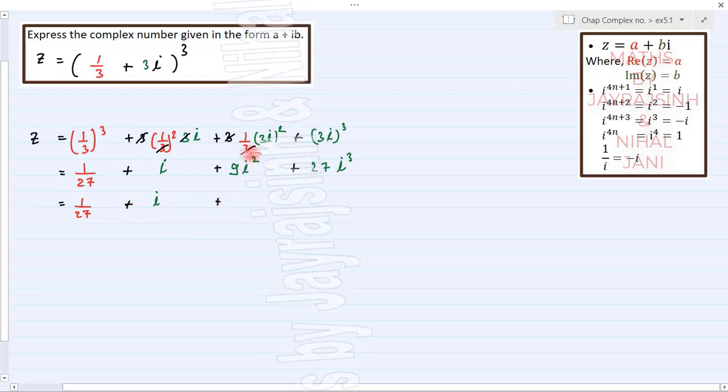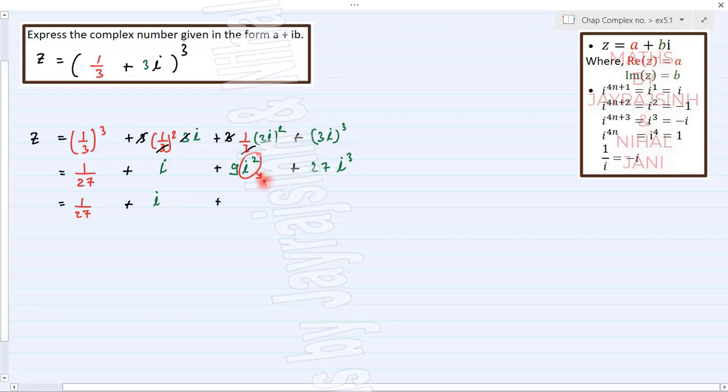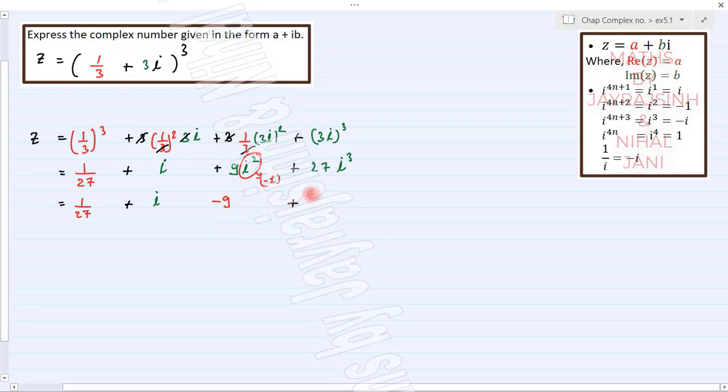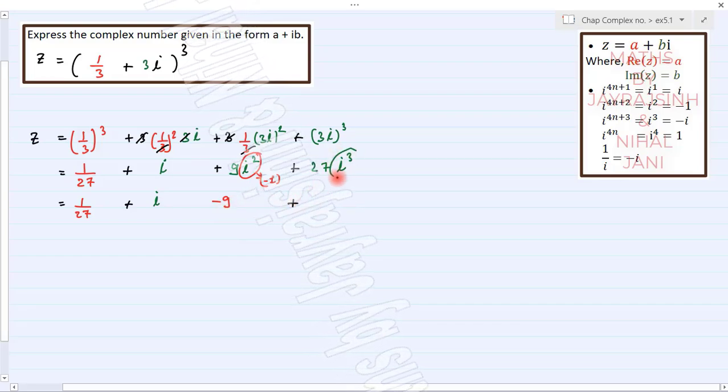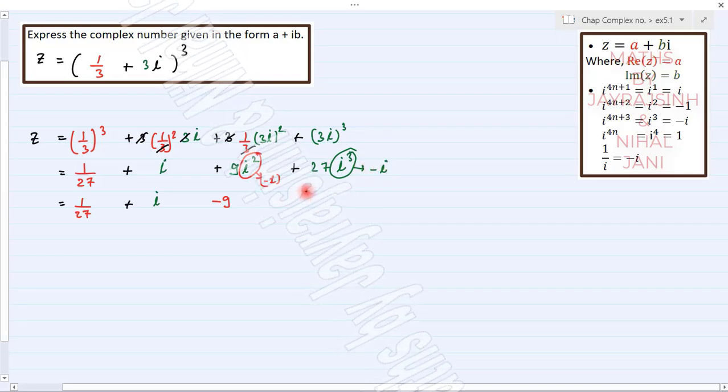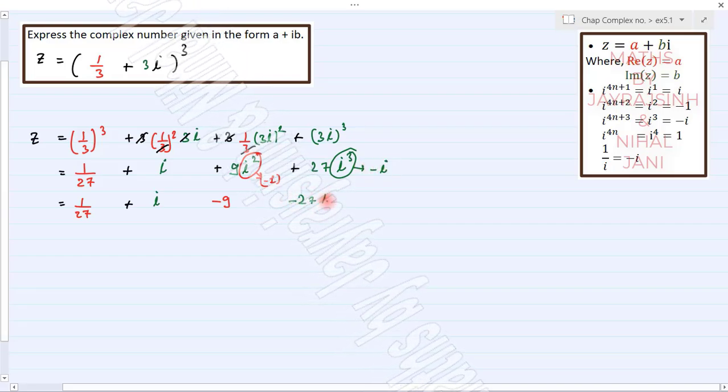Now, we know that your i square is nothing but minus 1. So the third term will become minus 9. Similarly, your i cube is minus i. So the last term will become minus 27i.